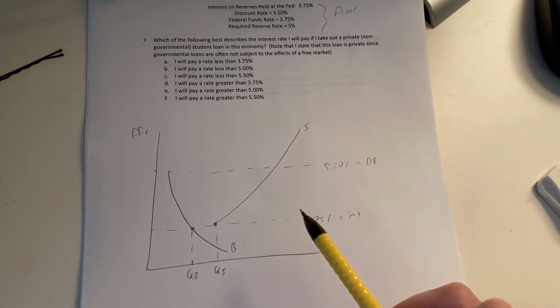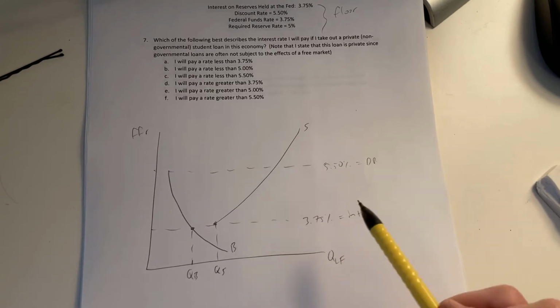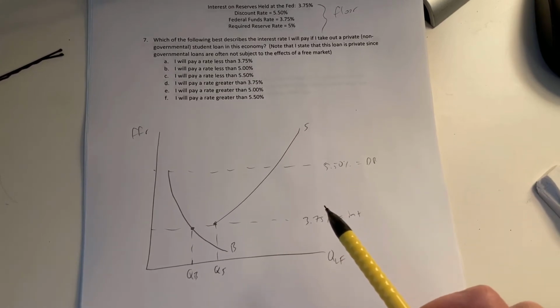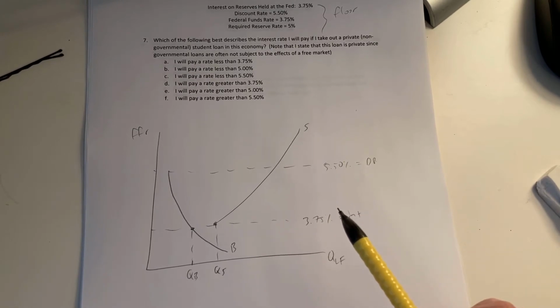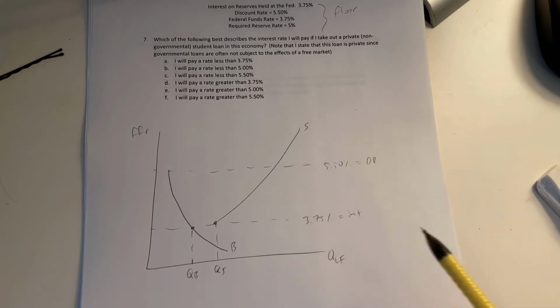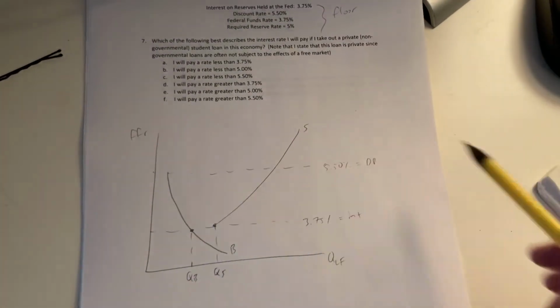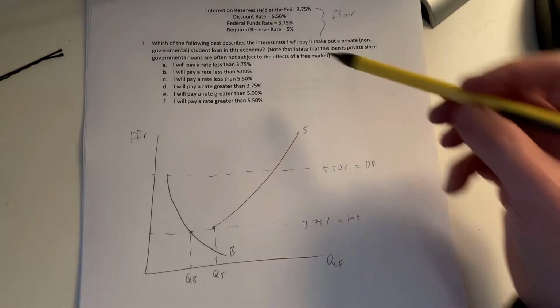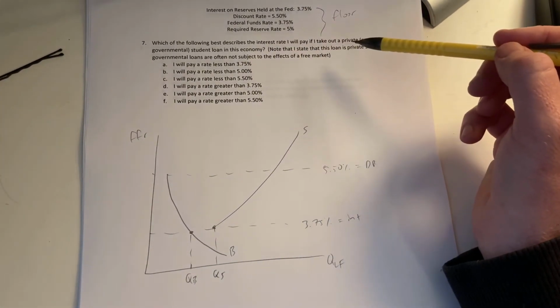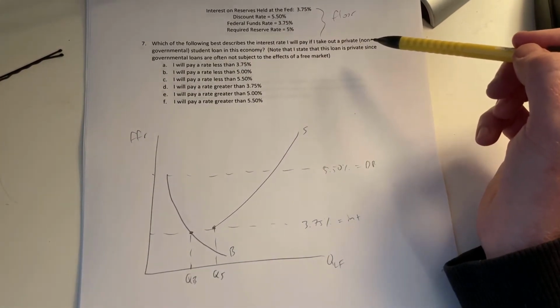So if you imagine a random bank, that bank is holding, of course, its required reserves at the Fed, saving some money in the federal funds market, and also saving some excess reserves at the Fed, okay? That may not be relevant to this question, but we certainly need to be prepared to draw these. So getting back to the question, which of the following best describes the interest rate I will pay if I take out a private student loan in this economy?